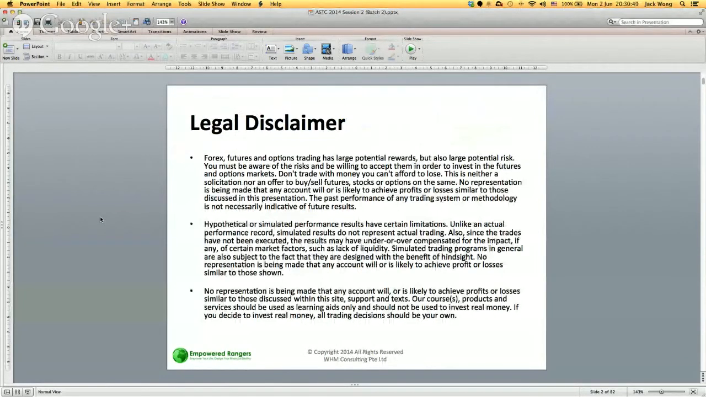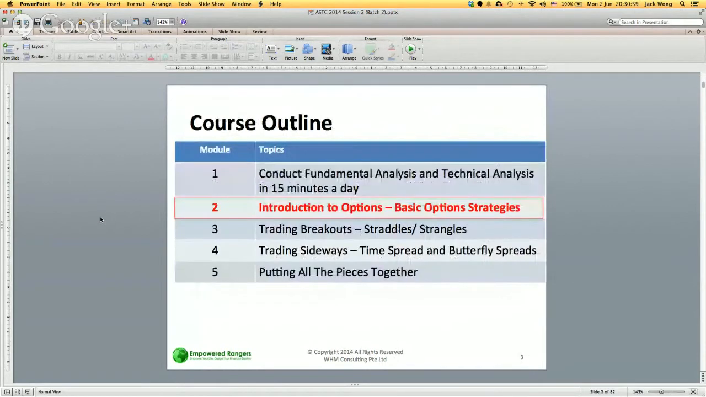Understand that this is not investment advice. What we are doing here is essentially sharing with you our information, for educational purposes only. So simple thing. Let's begin with session number 2.